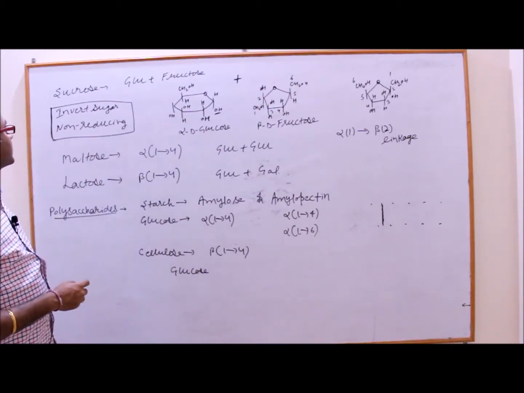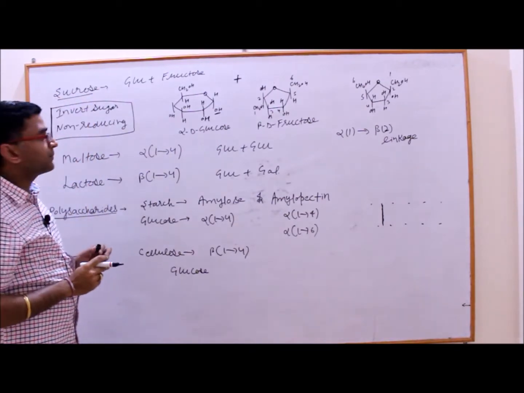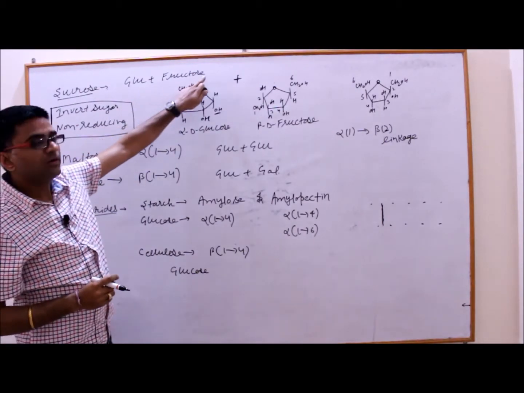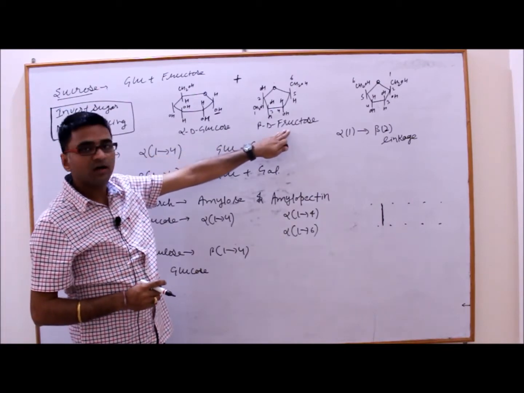So in case of disaccharides, the first example we have is sucrose. Sucrose is made up of two molecules, glucose and fructose. So I have drawn the cyclic form of glucose and the cyclic form of fructose.